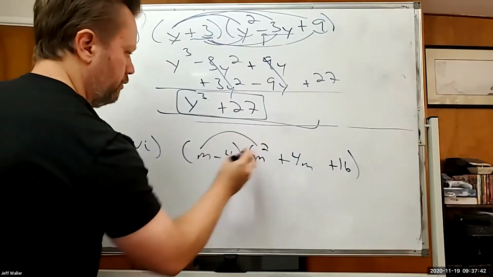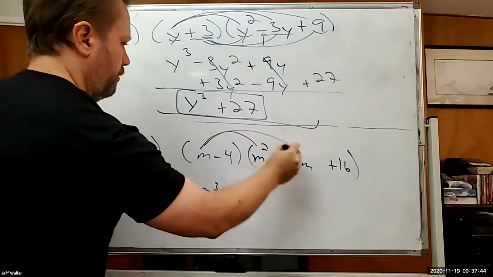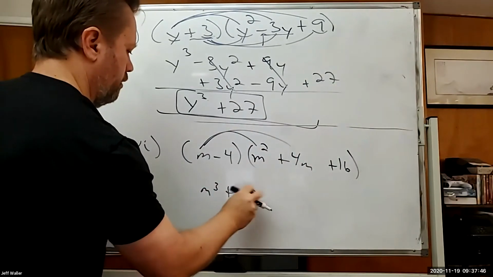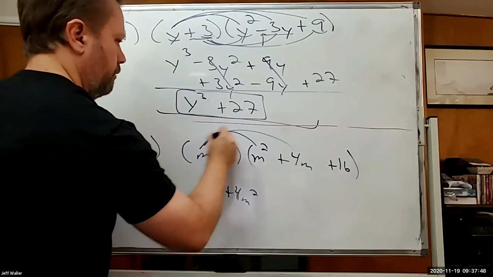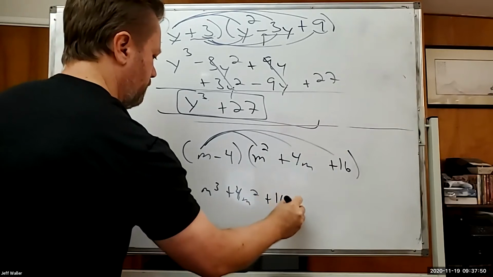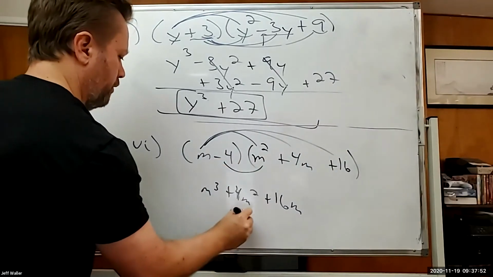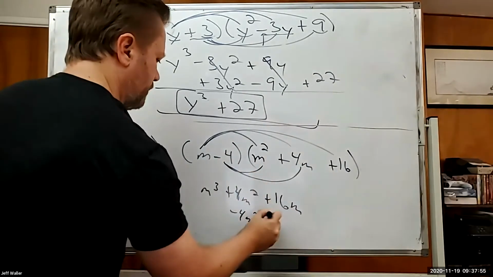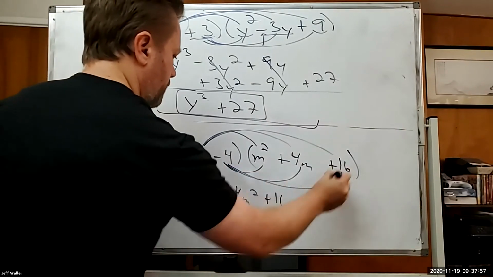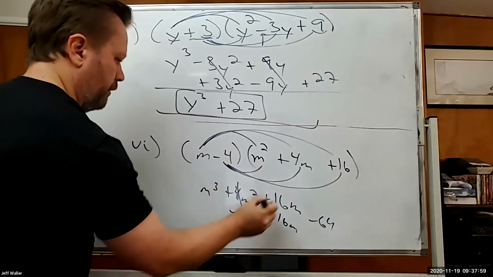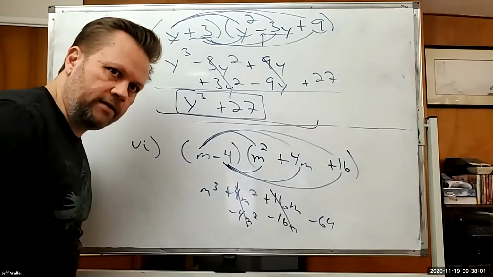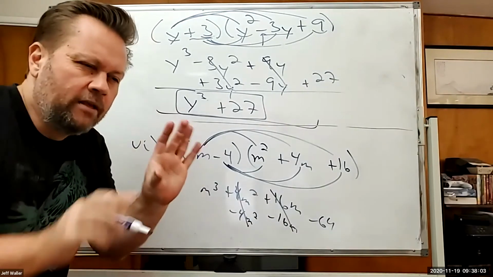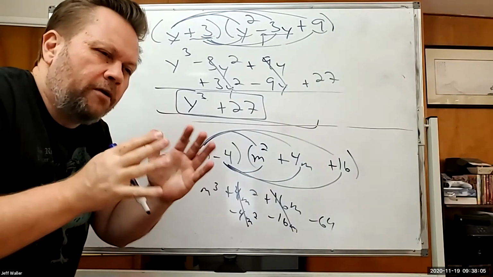I get m cubed plus 4m squared plus 16m minus 4m squared minus 16m minus 64. See how these go away? Isn't that mildly interesting? Like just barely interesting?